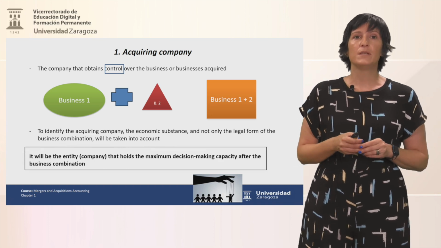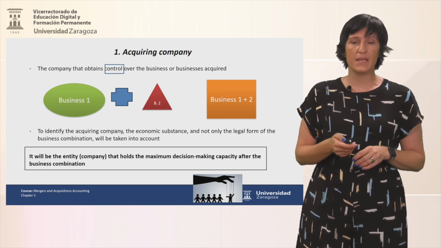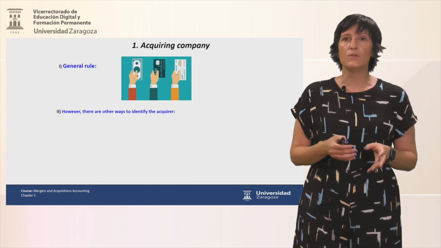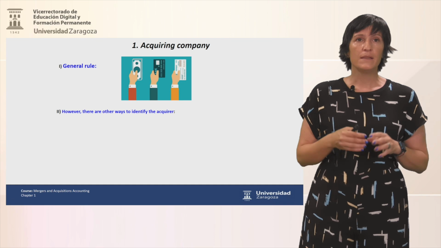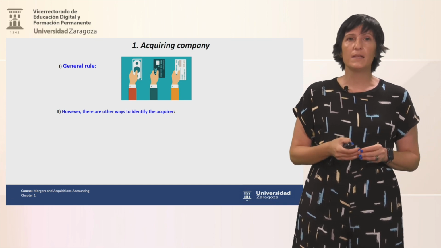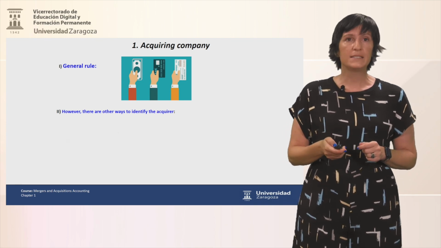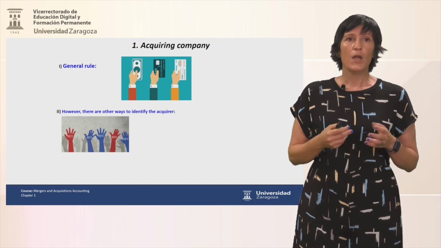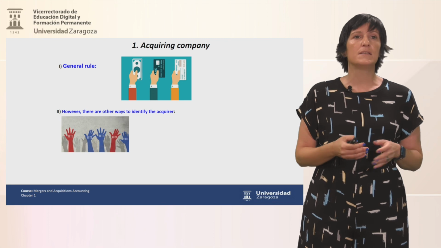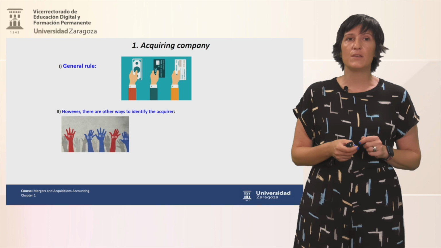So for doing this, we will need to identify who holds the decision-making capacity. In the accounting plans, we have several rules that we can apply. The more general rule will be that the acquiring company is the one that pays a consideration for the business acquired. But there are other methods. One of the most commonly used and preferred is looking at the shareholders after the acquisition and identifying who has the majority of the votes.